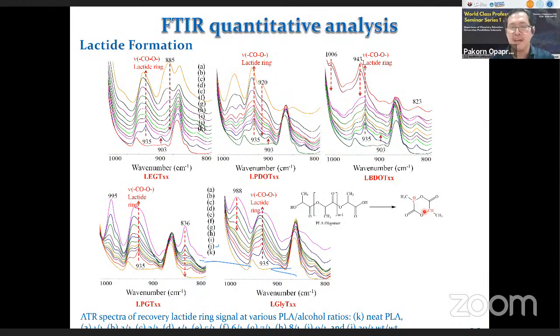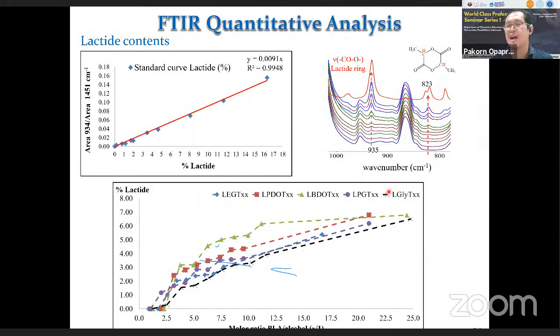So in this case, we can also develop a technique that we can quantitatively determine how much lactide is generated in the reaction. So if we take a mixture from the reaction, we can identify exactly how much lactide is produced. And if we vary the ratio of the alcohol per PLA from the beginning, we can vary the amount of lactide that can be produced as the products, starting from less than 1% to almost 20% of the products.